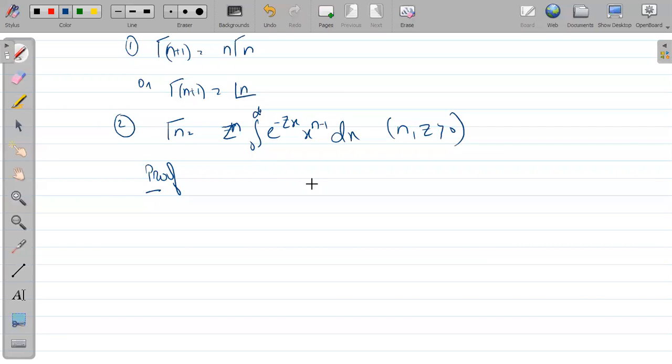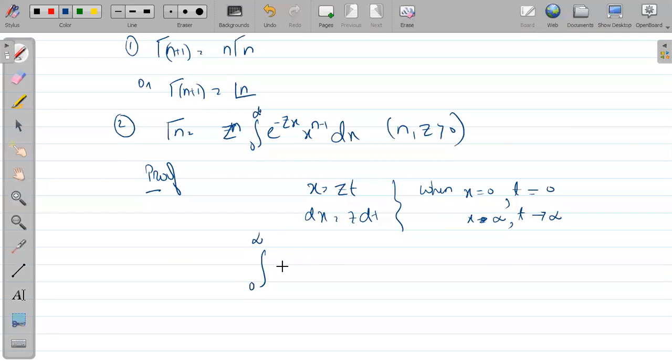So to prove this one, I am just using x equal to z times t. That's all. So by using this, how are the limits changed? dx is equal to z dt, and the limits: when x was 0, t is 0, z is a constant quantity, t is the new variable. When x is infinity, t is infinity. Correct, any doubt? Okay, fine. So how are the things changed?